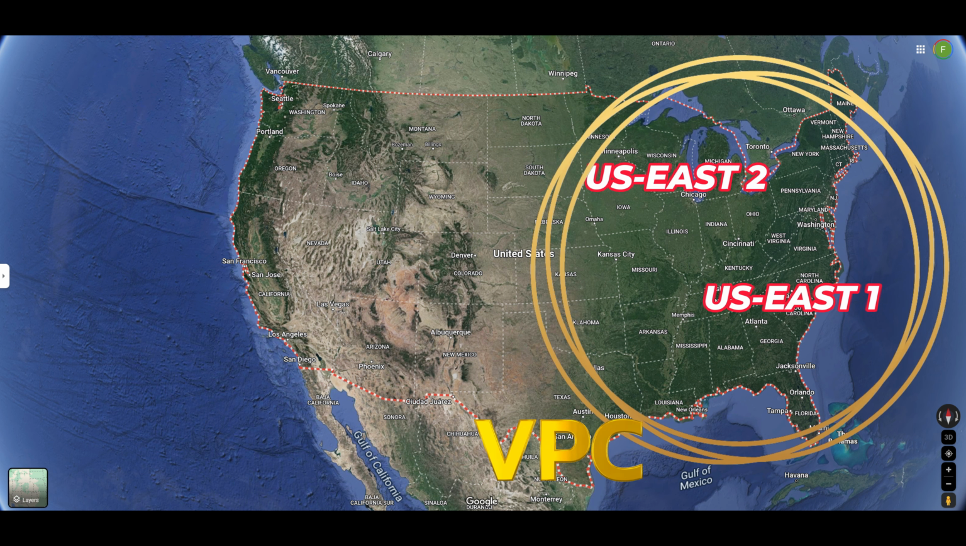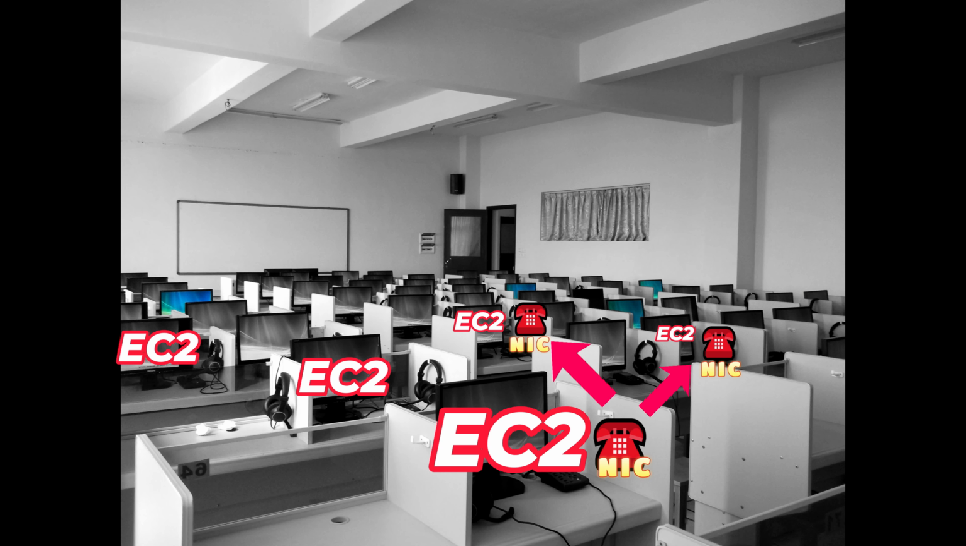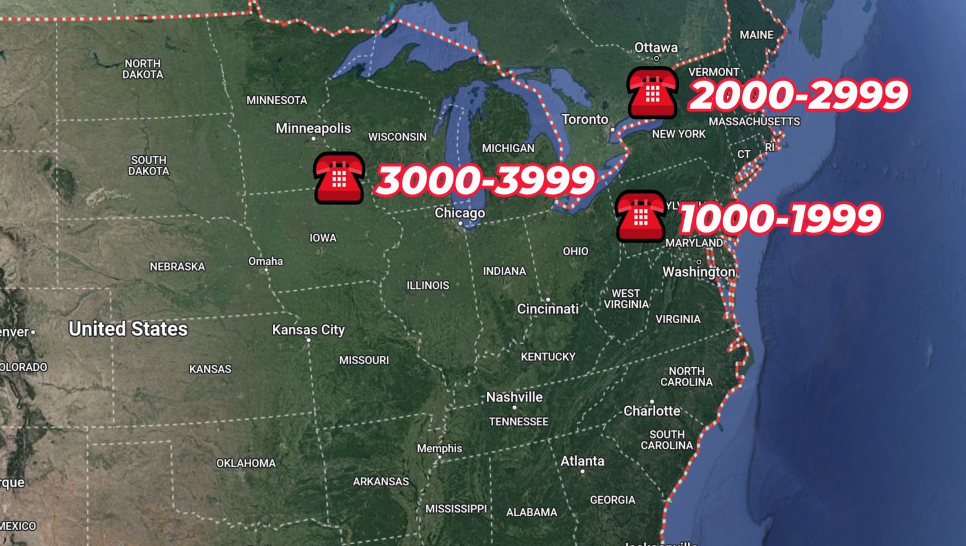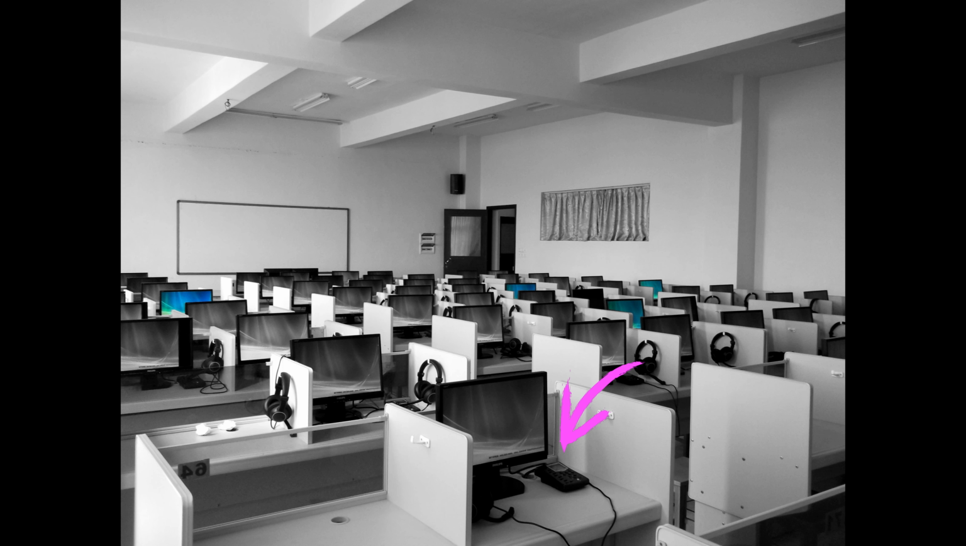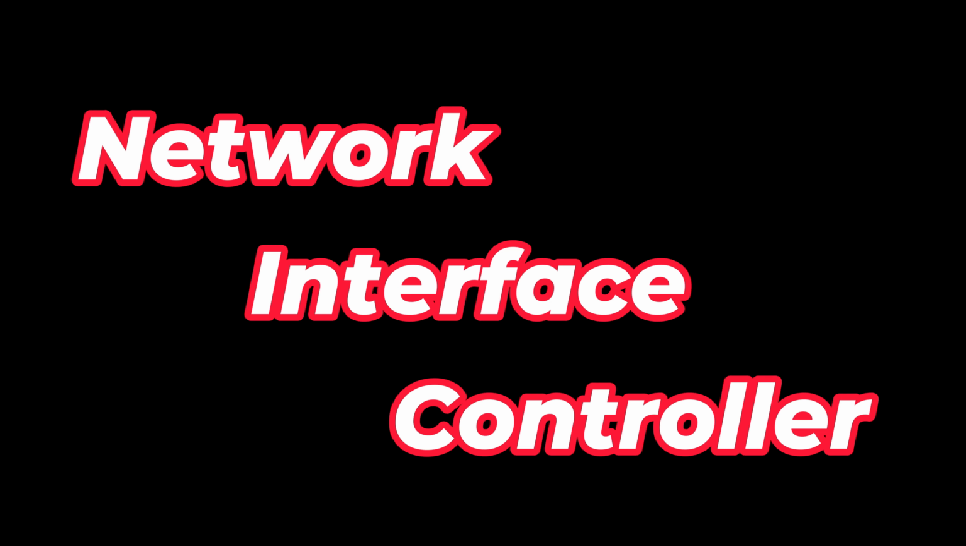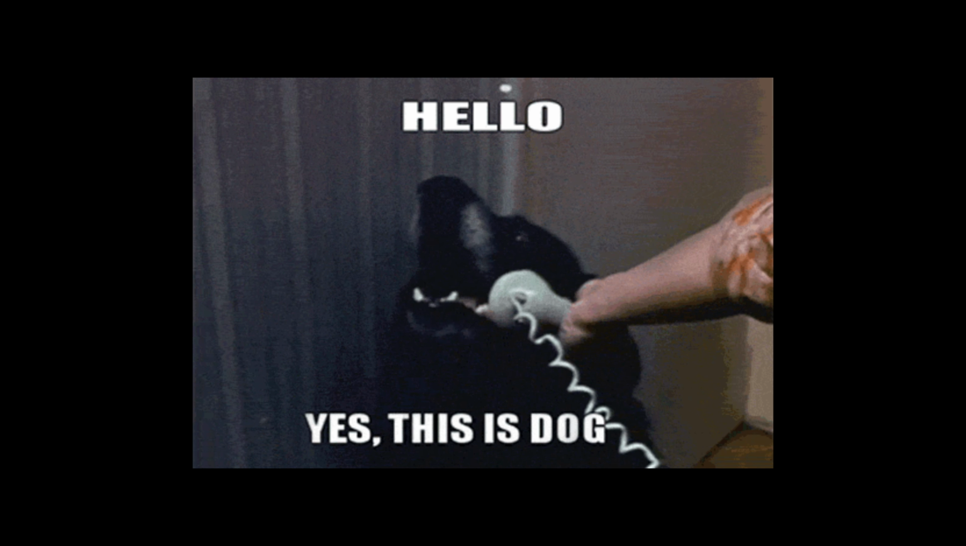Okay, so to summarize, today we've learned about the structure and functionality of AWS VPCs and how they relate to EC2 instances, subnets, and regions. We've used the analogy of a company phone system to understand the concepts better. An EC2 instance is like a cubicle in an office building, and a network interface controller is like the phone in the cubicle. The NIC allows the EC2 instance to communicate with other instances.